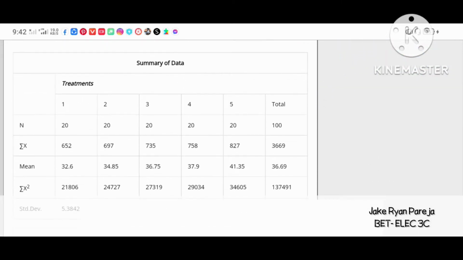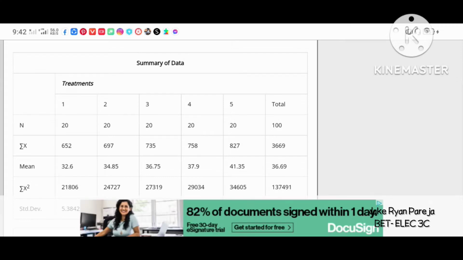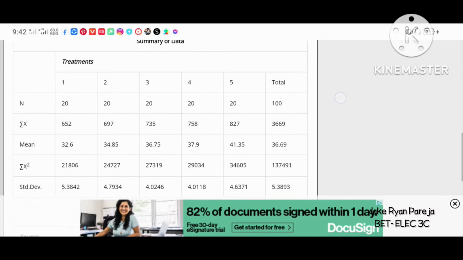Here are the results for the mean. The mean for test 1 is 32.6, the mean for test 2 is 34.85, the mean for test 3 is 36.75, and the mean for test 4 is 37.9. And lastly, the mean for test 5 is 41.35. Interpretation: test 5 had the highest average and test 1 had the lowest average.